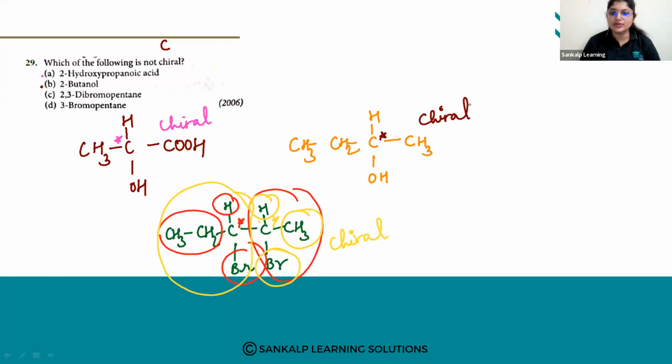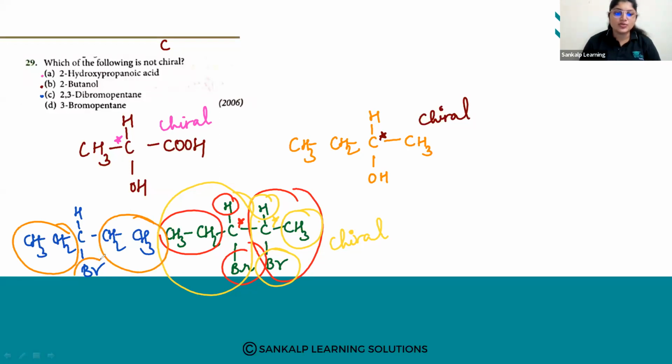Now we'll write the 4th one, the D option. D option is pentane again: 1, 2, 3, 4, 5. So 3-bromopentane. CH3, CH2, then this will be CH, CH2, and this is CH3. Are the atoms similar? All the groups are similar, so this is 1 and this is 1. These two are the same, so this is not different. So the answer is D.